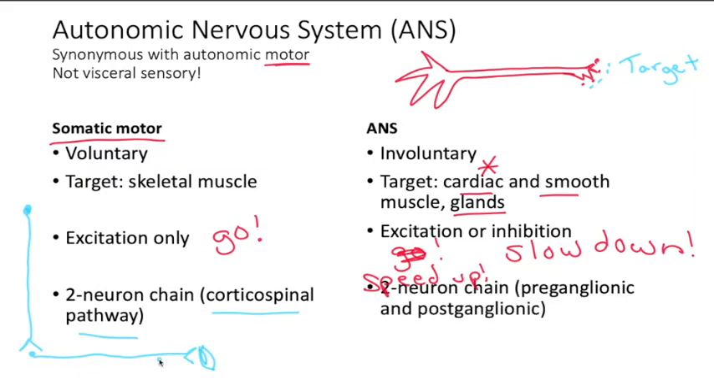Oh, it's kind of obscured there, but there's also a 2-neuron chain in the autonomic nervous system. The first neuron we call the preganglionic, right there. And then the second neuron we call the postganglionic. So there is a ganglion in between. Actually, the ganglion would be right here. That's our G. Oh, and this would be our post. The location of the pre and the post, it varies.